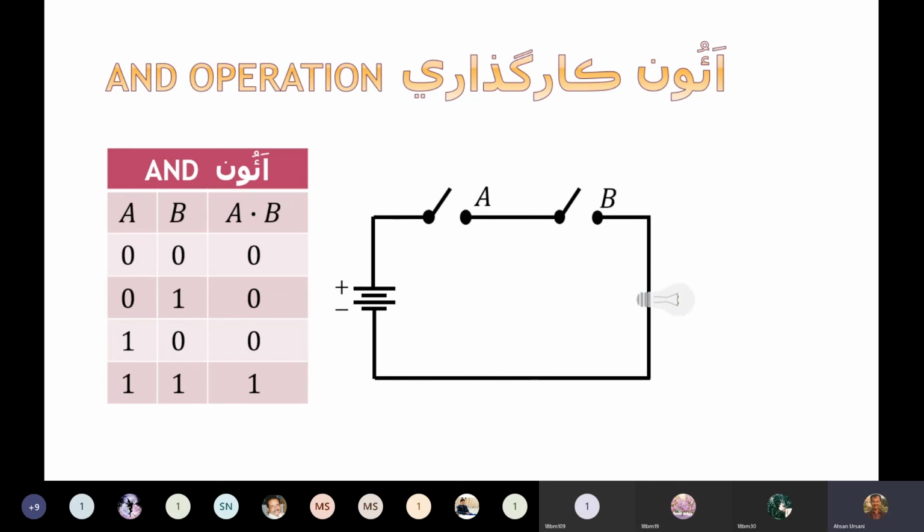Lamp does not turn on. Why? Lamp is off because there is no path for the current. Now A is closed, B is open, but still it won't pass. Current can't pass even then. If B is closed, A is open, even then there is no current. If both are closed, then current passes.